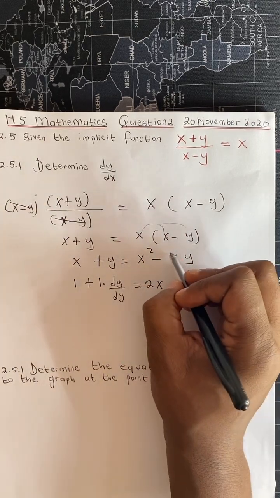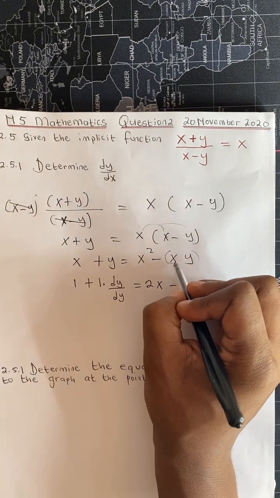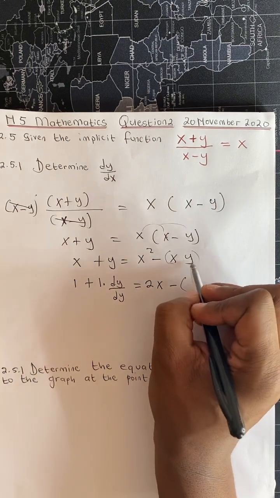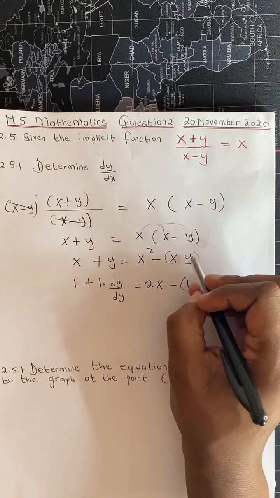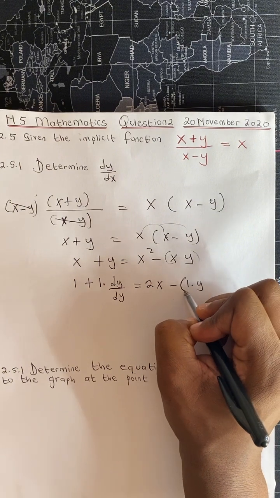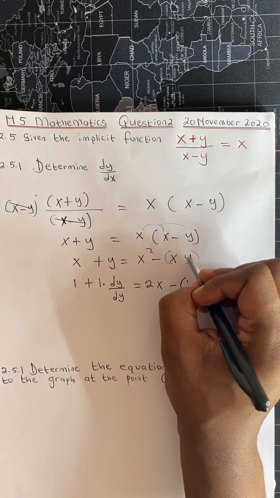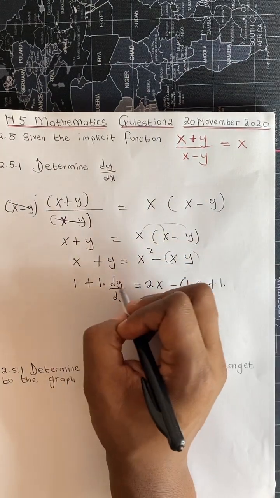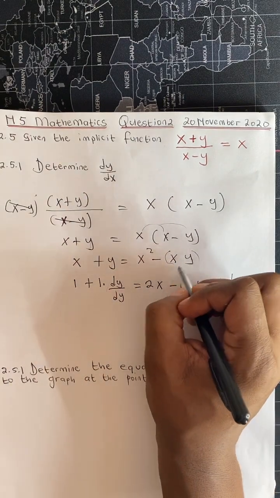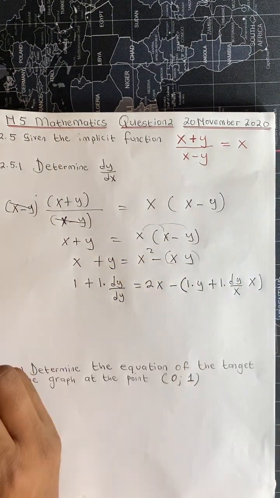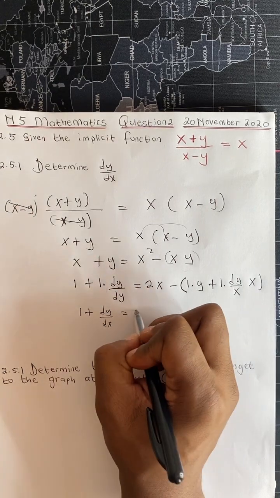Now we have two functions, x and y, so we have to use the product rule. We differentiate the x and multiply it with the y, and we differentiate the y and multiply it with the x. The derivative of this x is 1, and we multiply it with y. Remember your parentheses, plus the derivative of this y is 1, but we have to indicate that we differentiated something which has y, like we did here, by including the dy over dx. And since we are using the product rule, we multiply this by x. So 1 plus dy over dx is equal to 2x.